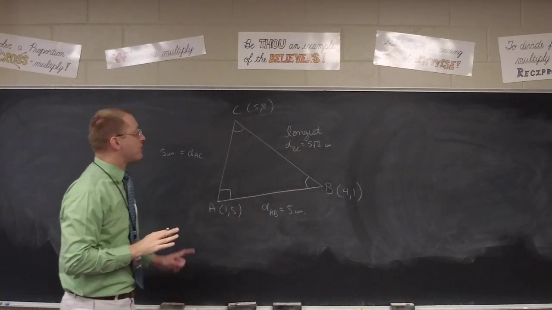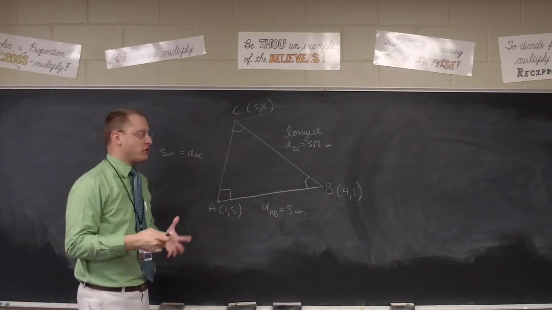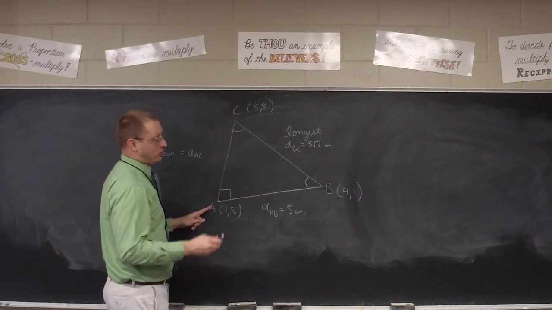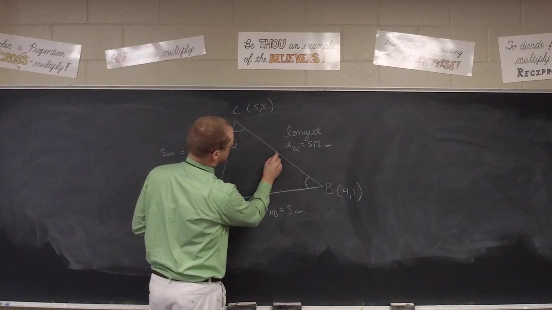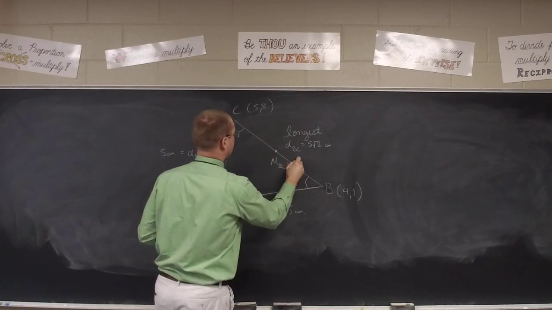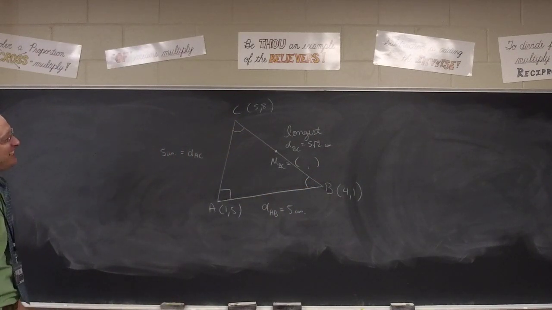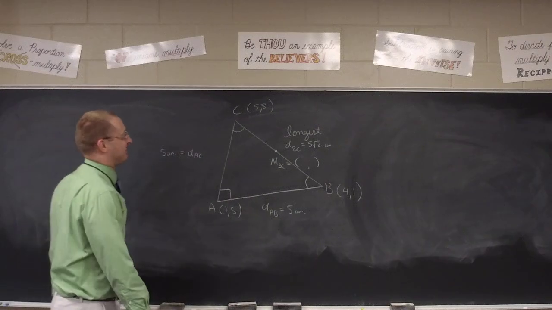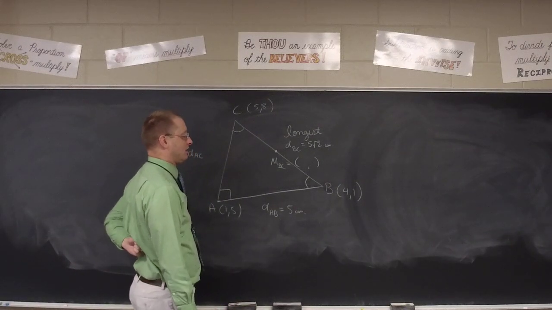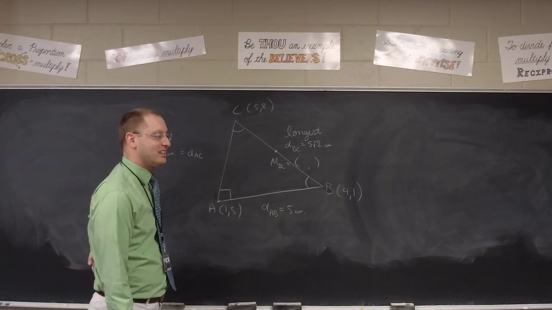And it says show that the median is also an altitude. You said a median goes from vertex to midpoint. So the next thing I need to find is the midpoint of BC. And what are the coordinates of the midpoint? 4.5. I hate decimals. 9 halves.